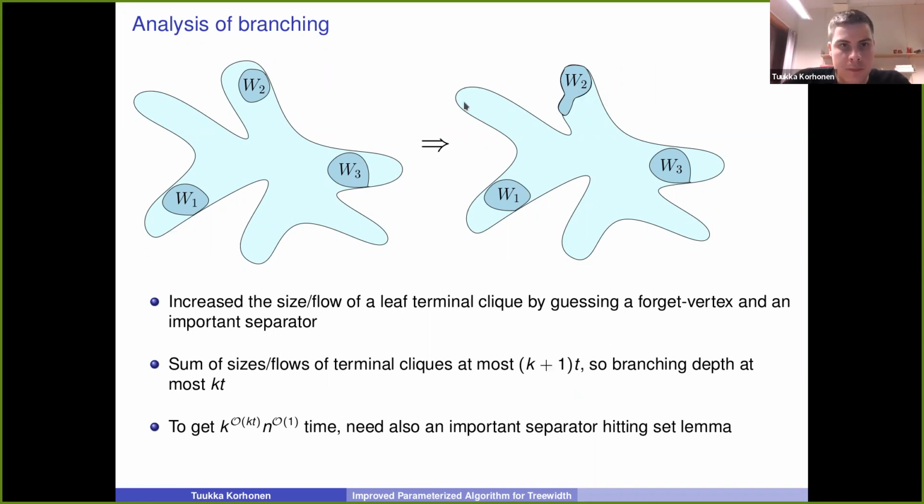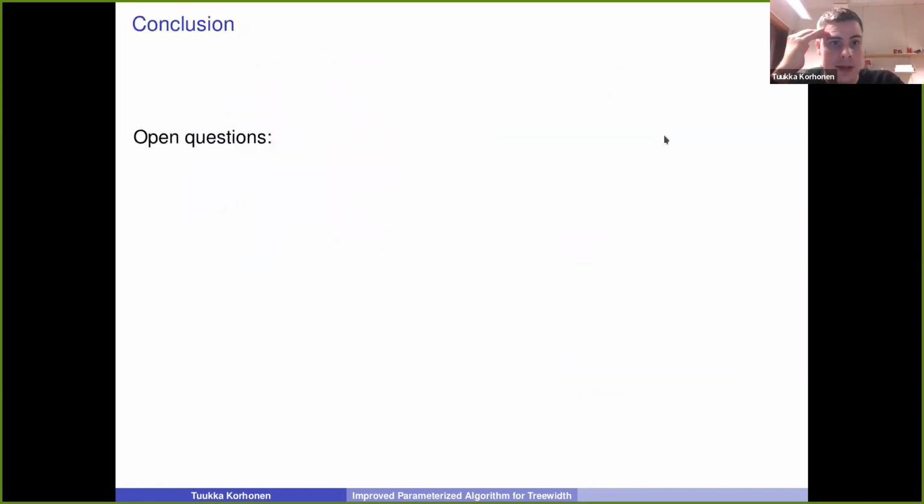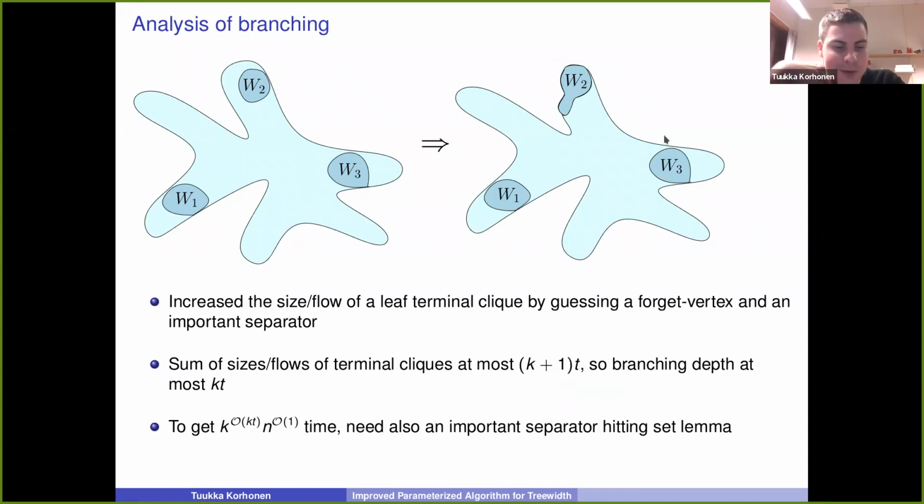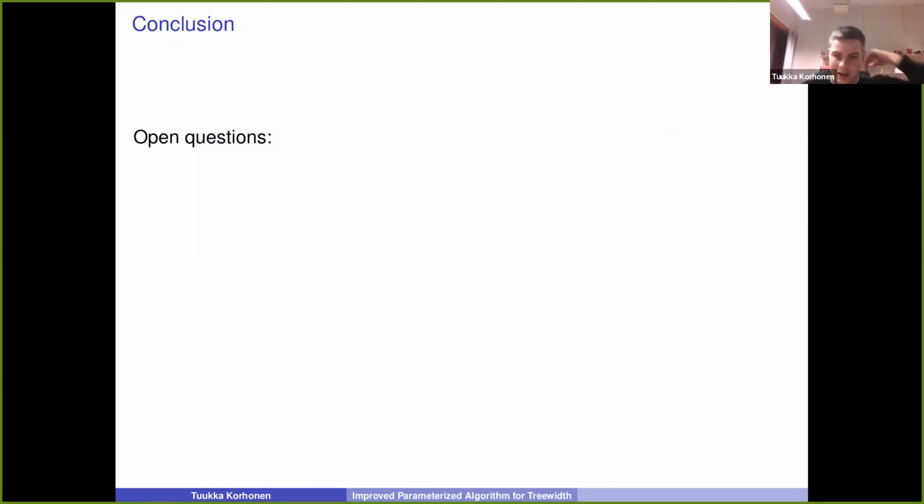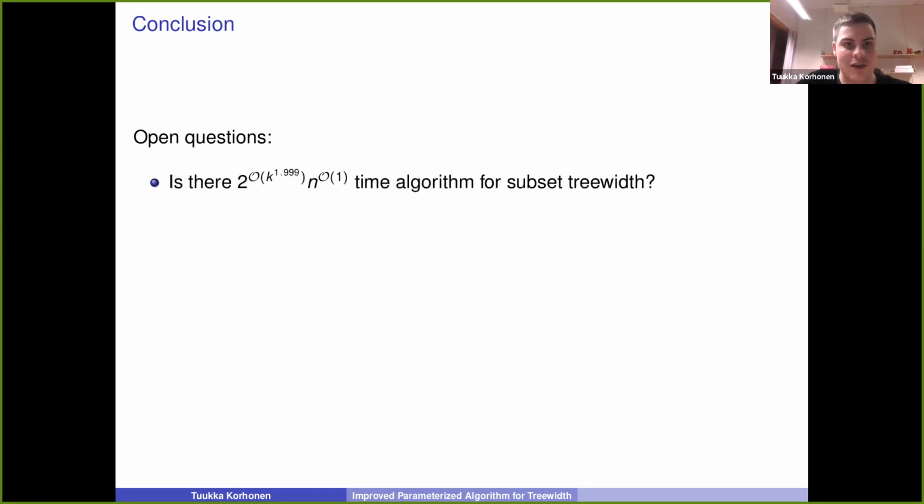That's basically what I have time to say about this algorithm. So let's go to the conclusion. I want to mention some obvious open questions. Can we improve this? Is there a 2 to the O of k to the 1.999 algorithm for treewidth? I want to mention this obvious question because Daniel strongly believes that yes, we should be able to improve this, but I'm more skeptical. I don't know if we can improve it or not, but we will see.